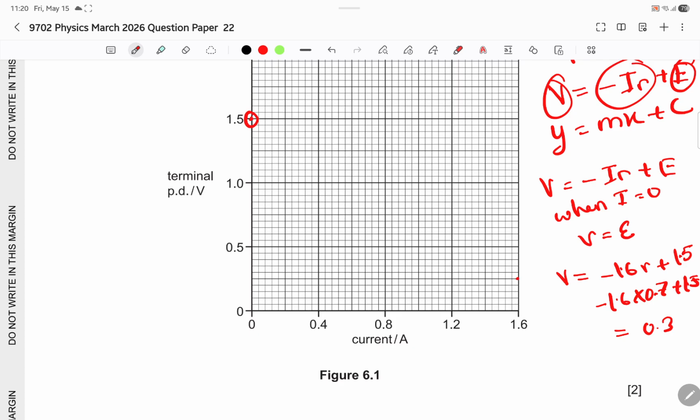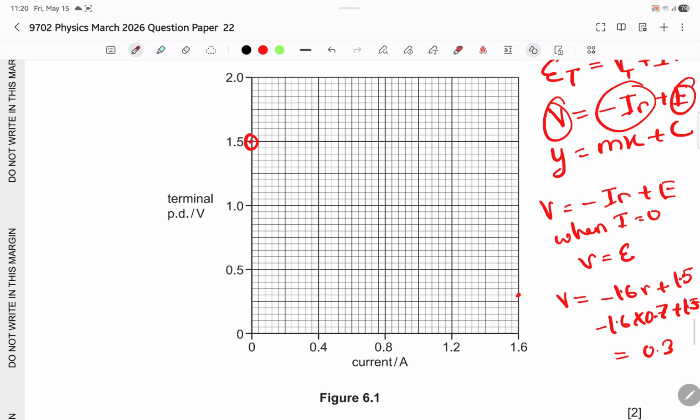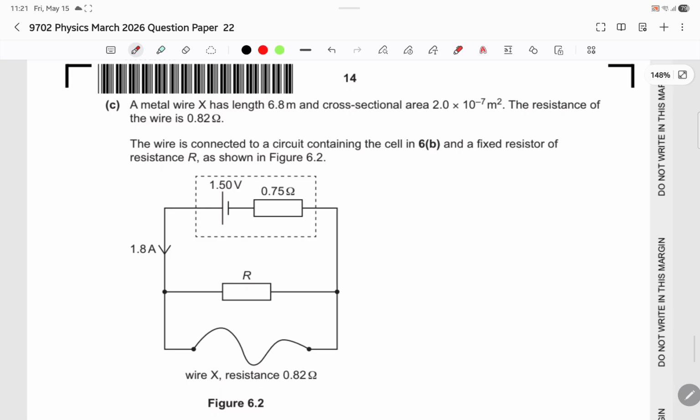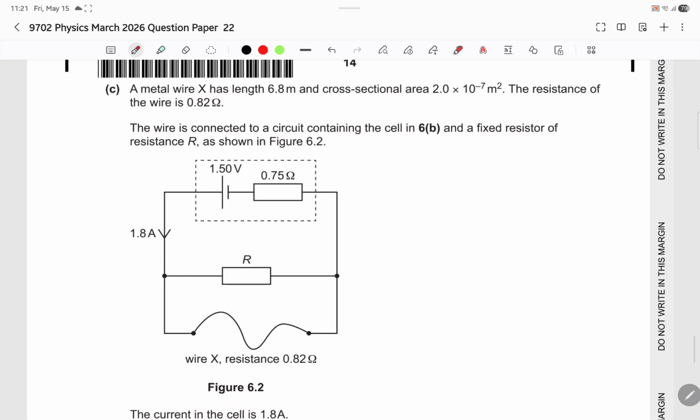So this should be 0.3. Oh, wait, sorry, no, it's one box above actually. This is 0.3, okay. So from here, you just have to draw a line. It's going to be a straight line, and that is it. Simple, right?